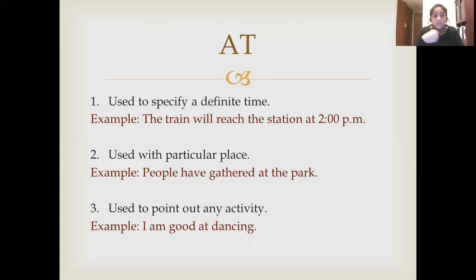Next, it is used once again for a particular place. So people have gathered at the park. So you can see we can't use on here to give the location because it's quite specific. So we use at instead. Then we have used to point out any activity. So I am good at dancing. Yeah, that's all for at.